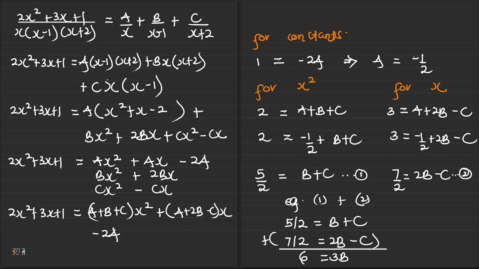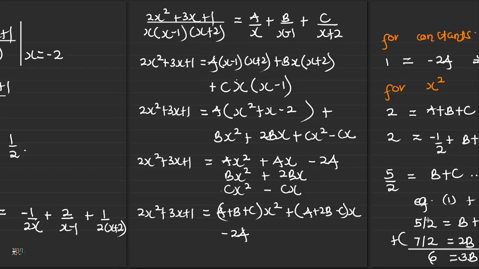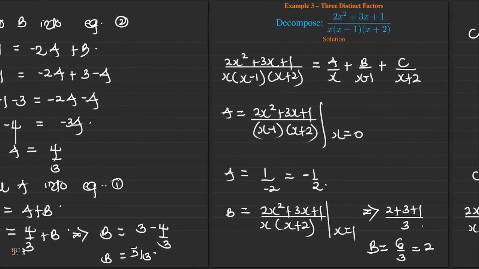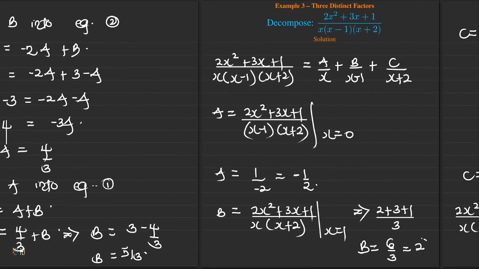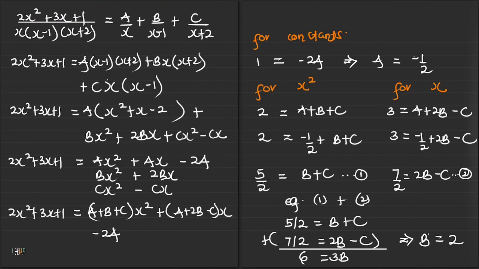If we have 6 equals 3b, then making b the subject, it simply implies our b is equal to what? 2. And that is the same thing we had over here. b is equal to 2. You see? So with that, you now do your substitution to get the value of what? c.